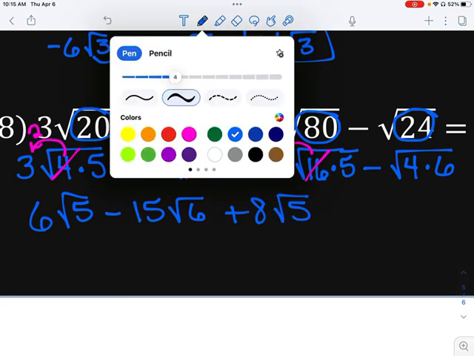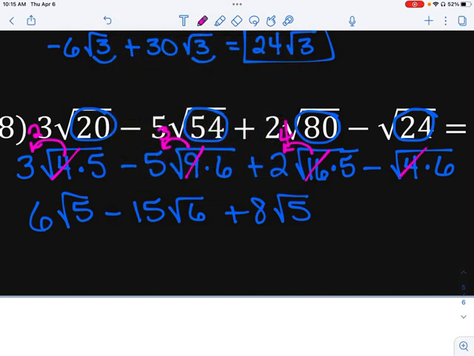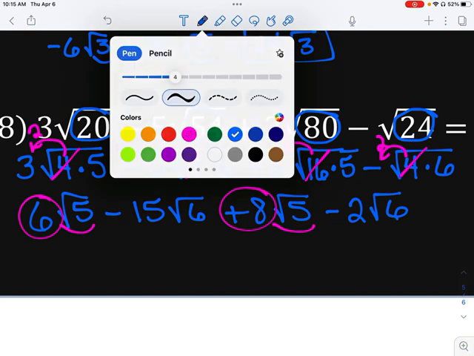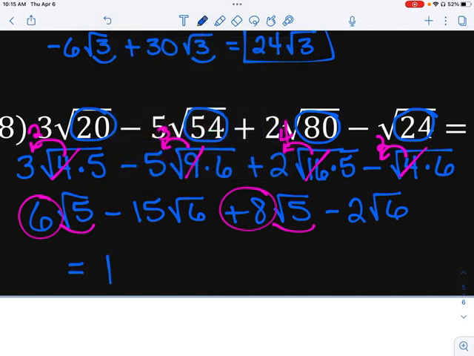And the last one here is a square root of 4. I'm going to bring that out. That makes a 2. So that's going to give me minus 2 square root of 6. Okay, so now we look for like radicals. So I have a square root of 5, square root of 5. So I'm going to take the 6 and add 8 to it. And that's going to give me 14 square root of 5.